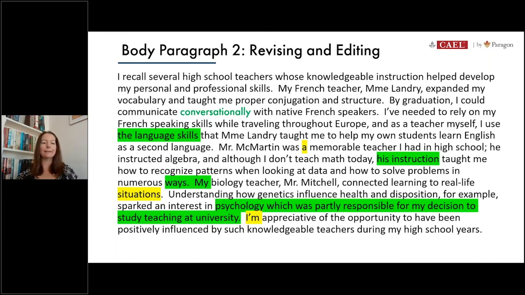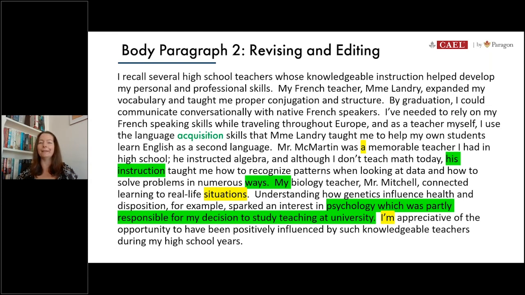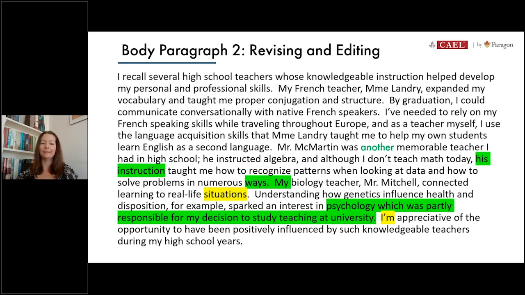So similarly, that next little green highlighted phrase that says the language skills, I'm going to add one more word in there again, just to elevate the writing. So I'll say the language acquisition skills. I think that sounds more academic, so we'll leave that in. Let's move on then to Mr. McMartin. We've got that next yellow highlighted word. So I've highlighted that article because I recognize that I don't have a lot of connection between that first body detail with Madame Landry and the second body detail with Mr. McMartin. So rather than say he was a memorable teacher, I'm going to say he was another memorable teacher.